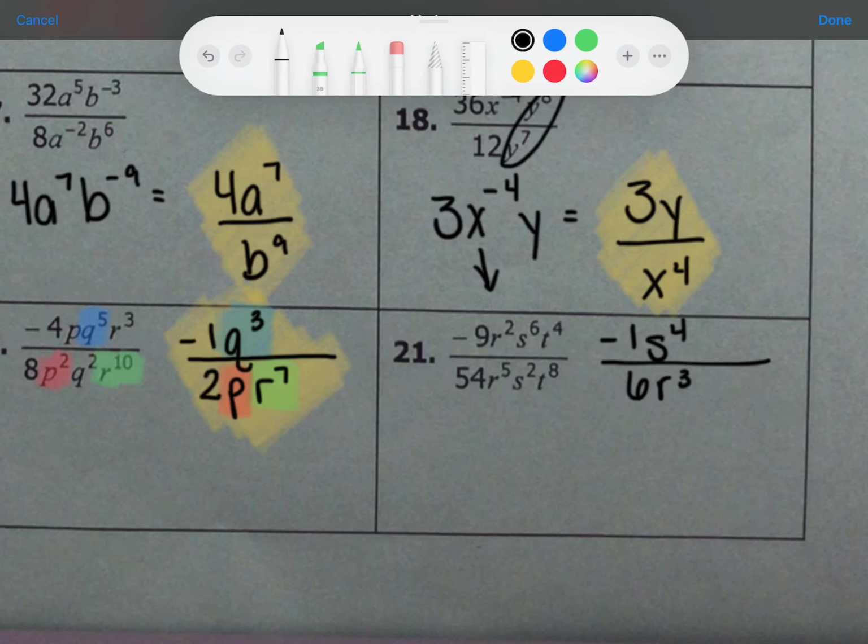T is bigger on the bottom, so guess where T is going to end up? It's right on the bottom. What's 4T take away 8T? Negative 4T, so I put it on the bottom. Notice I'm not having any negative exponents in my answer, and that's because I'm moving them to the bottom to get rid of those negatives.